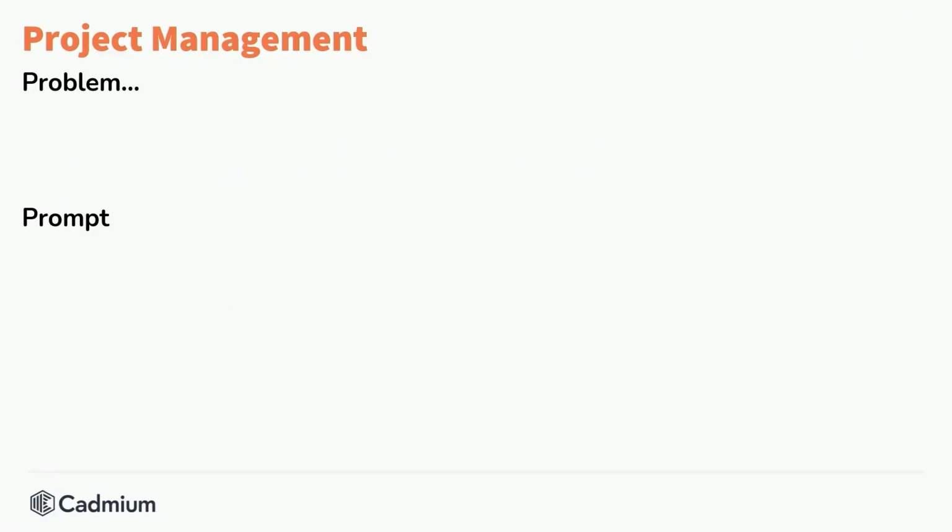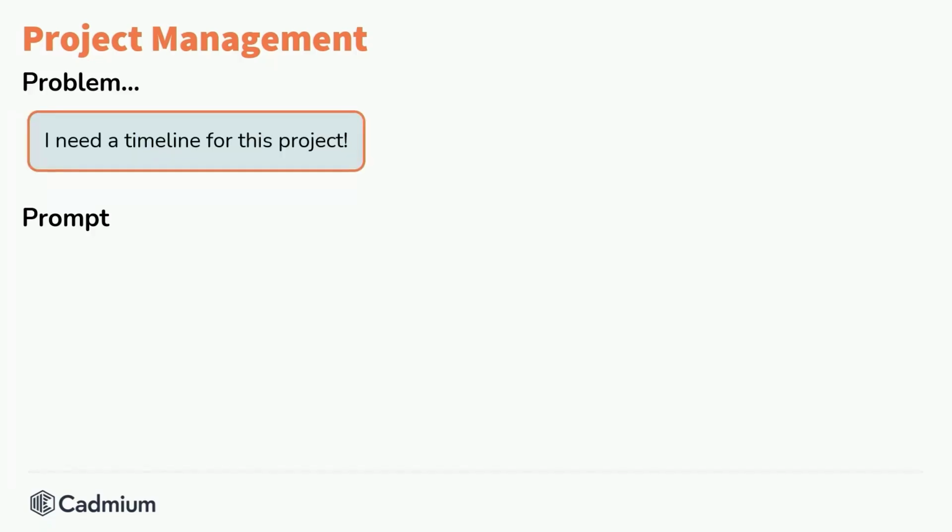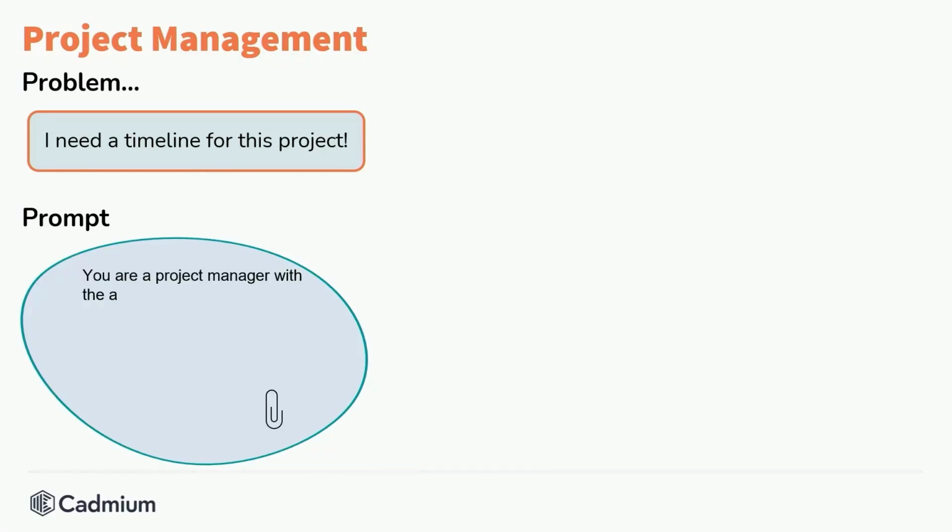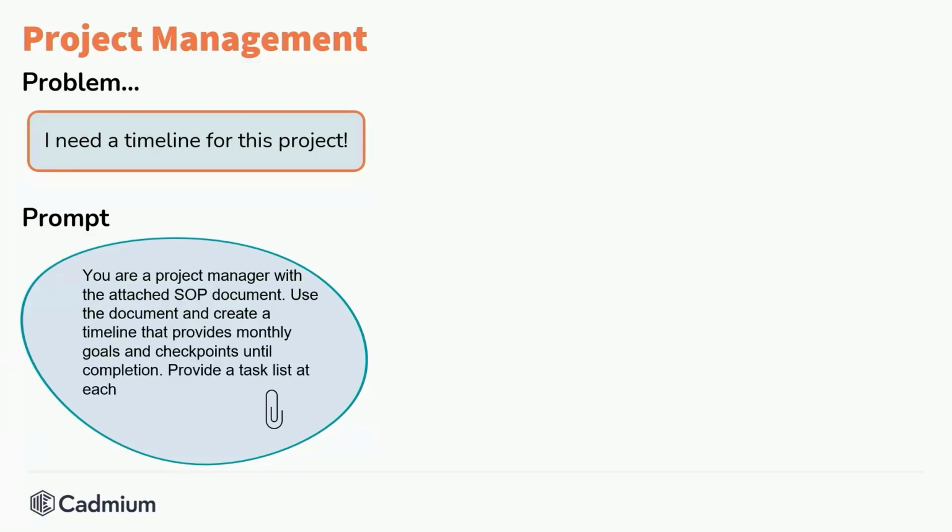So let's start with something simple, just to introduce another element of a prompt. I need a timeline for this project. Very simple, but crucial for the beginning of any sort of project. And for our prompt this time, we're going to give it that actor designation where you're a project manager, but I'm going to give you way more information. I'm going to give you our entire standard operating procedure.